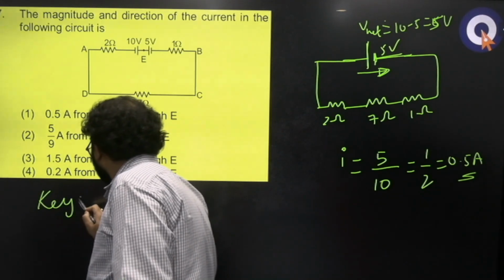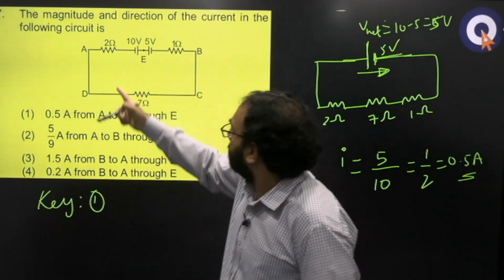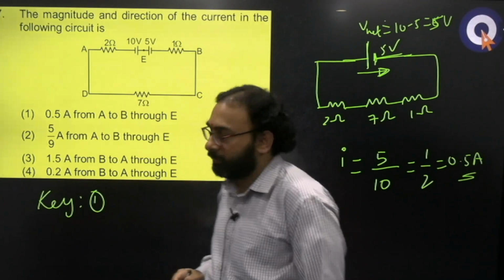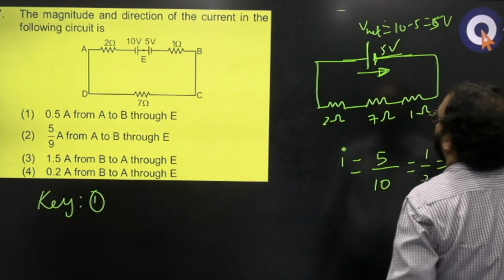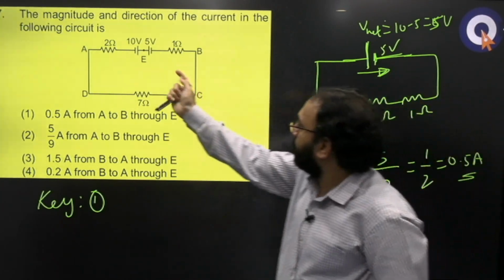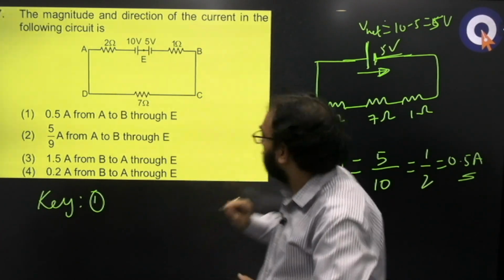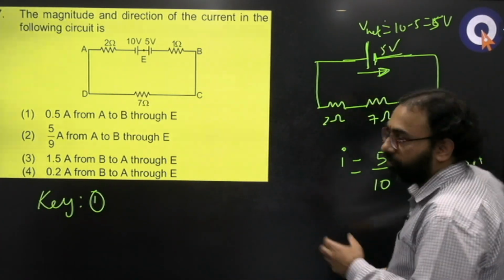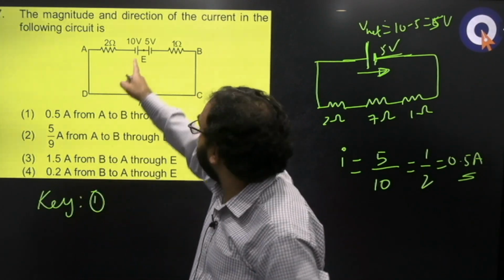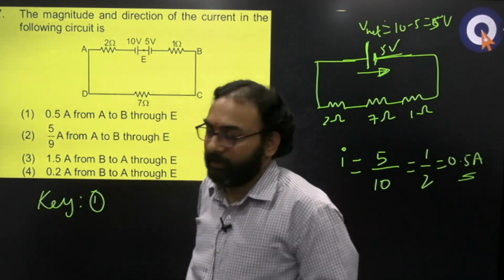Why the first one? Because A to B through E is the direction of current. This is the net. I am replacing the 10 volts and 5 volts with a 5 volt battery, which is the net value of these two, greater minus lesser.